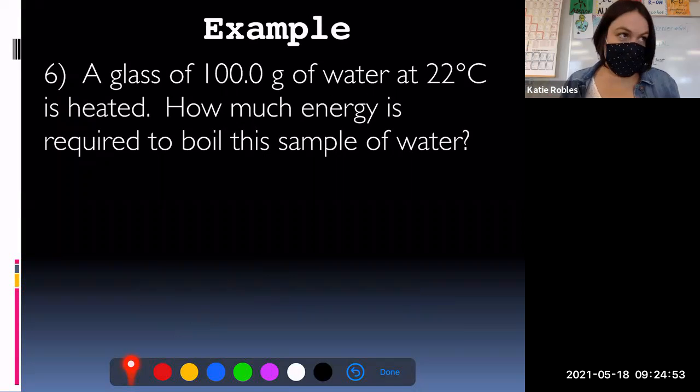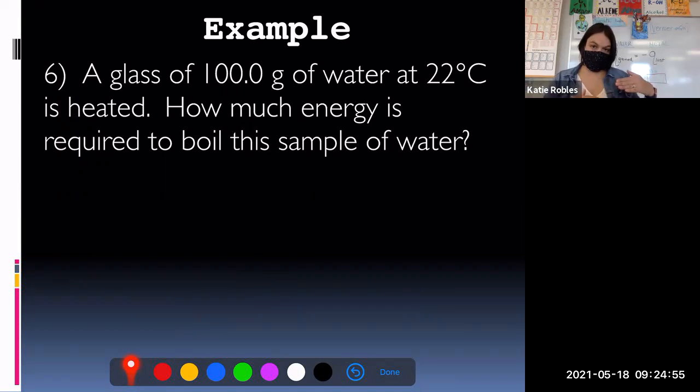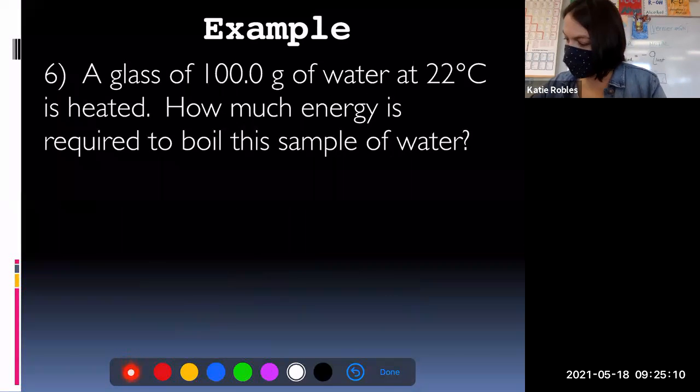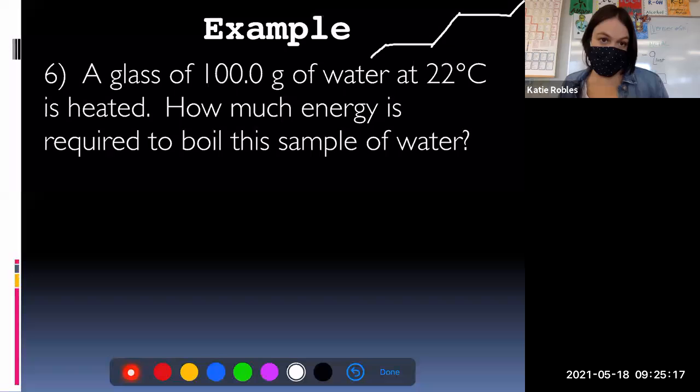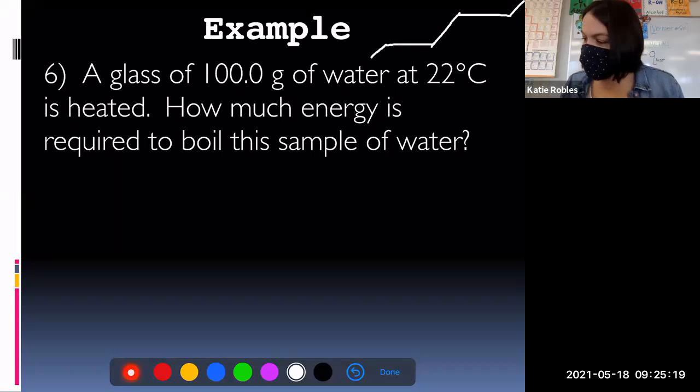Now this last problem runs through a couple steps. You have to remember what we did before with Q equals MC delta T. You can't forget that, and what we are looking at now. In order to do that, you always have to have the graph in mind, right? We warm up the ice, we melt the ice, we warm up the water, we boil the water, we warm up the steam. It says that a glass of water is 100 grams of water, and it's at 22 degrees Celsius.